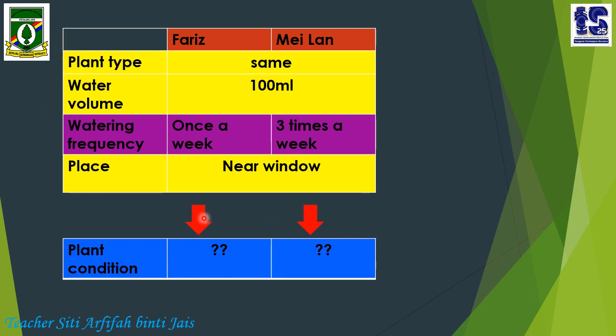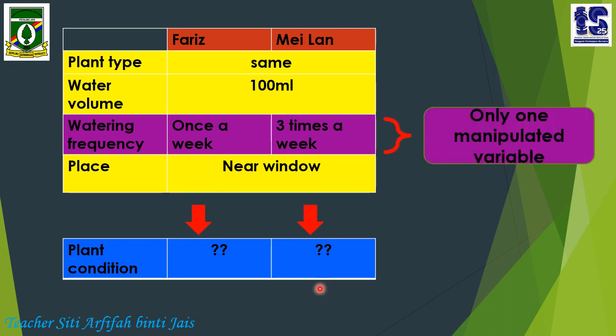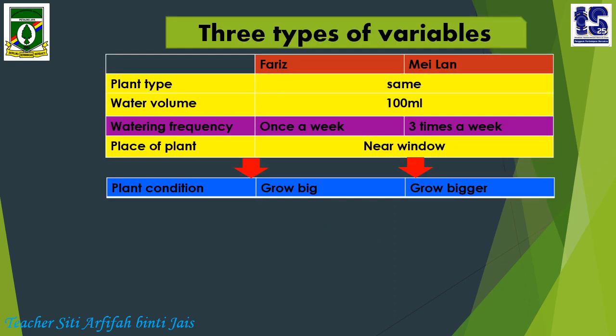Yang ini dekat bawah, blue color, you cannot change. This is remain as responding variable. This is what we are going to observe. So, this is the clue or this is the concept to ensure that the investigation is fair.